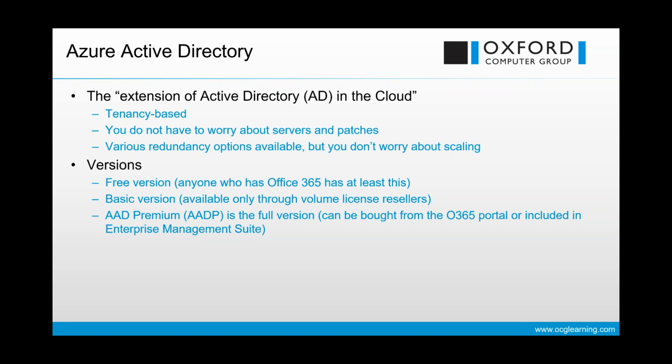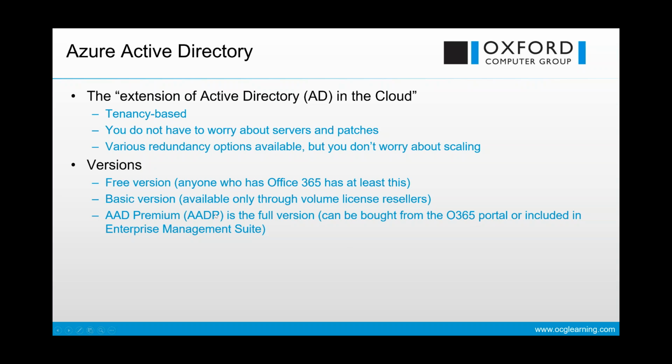There are 3 versions. So there's a free version of Azure AD, which anyone will have at least this if they've already got Office 365. They may not know it, or they may know it. The fact is that they've got it. And there is a basic version, which actually only involves a few additions, which is available through volume license resellers. But you can buy either directly through the O365 portal or by going through a reseller. You can buy Azure AD Premium. Usually it's part of Enterprise Management Suite, and that is the 3rd level.